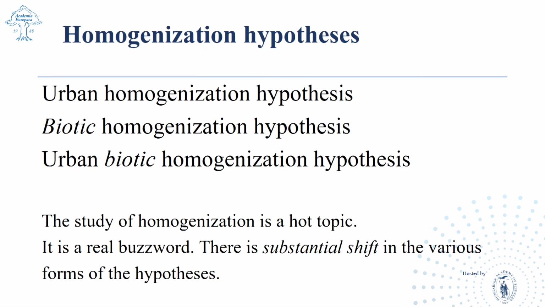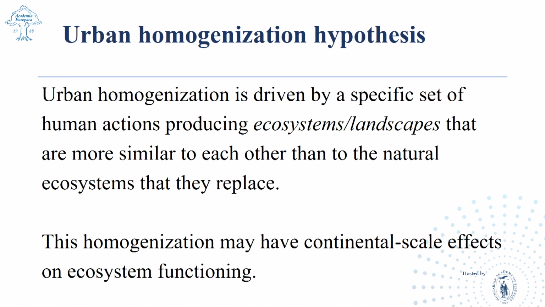Okay, so just based on these preliminary data, we can look at the homogenization hypothesis. First of all, it is a hot topic, and it is a real buzzword, but there are substantial shifts in the various forms of the homogenization hypothesis. First of all, we can speak about the urban homogenization hypothesis, but frequently this is a very, very general hypothesis, even speaking about the settlements all around the world, saying that there are the same kind of houses, the same kind of road structure, and so on. So this is a very general statement, just partly focusing on the plants and animals.